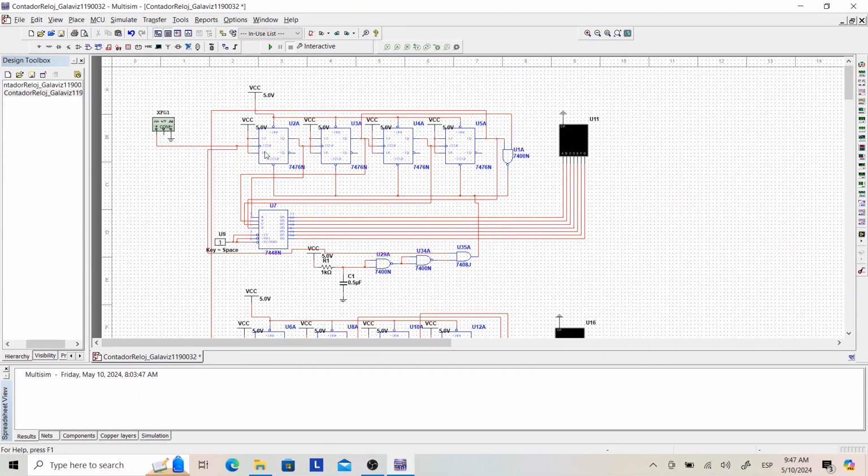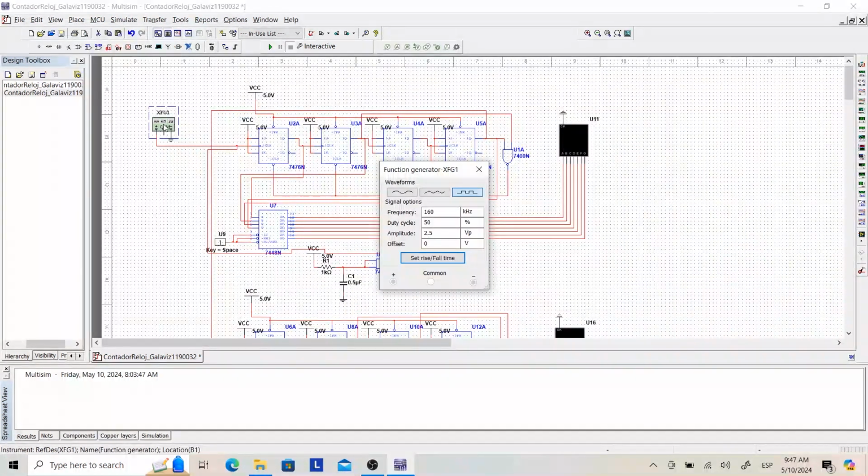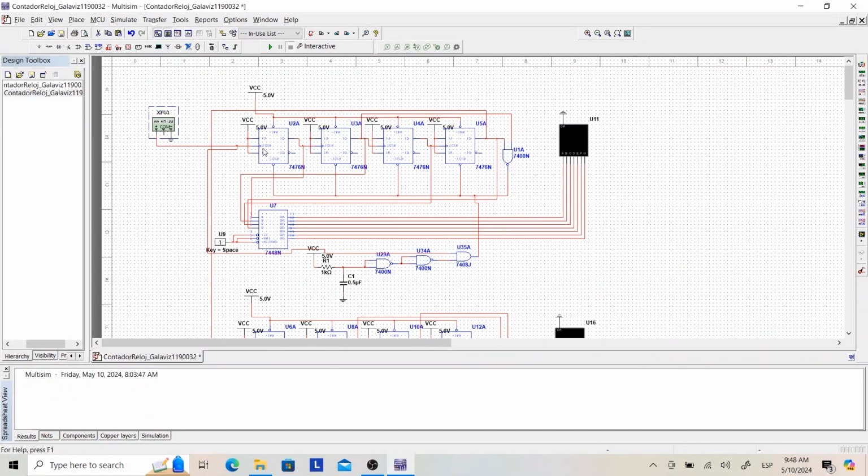Regarding the clock, the first flip-flop is connected directly to the signal of the function generator. This function generator is giving a square waveform signal with 160 kHz and a peak voltage of 2.5 volts. Now, the output signal of the first flip-flop will go to the clock of the second flip-flop and so on until it reaches the last.